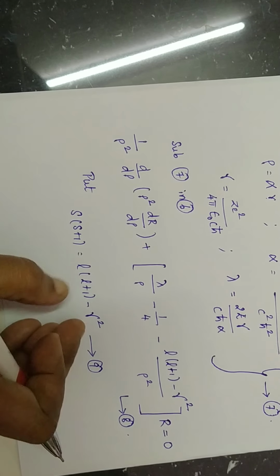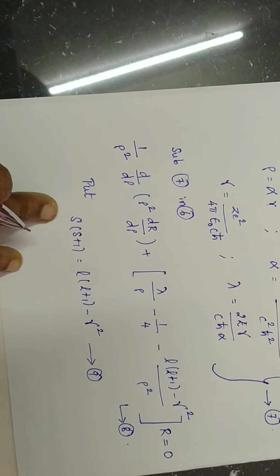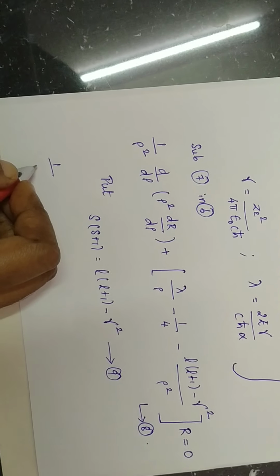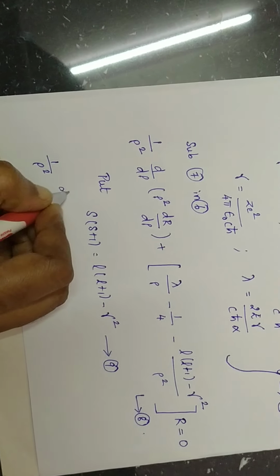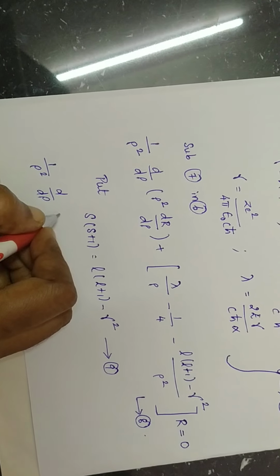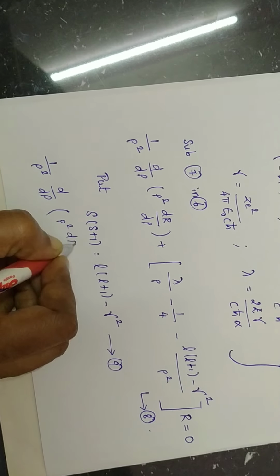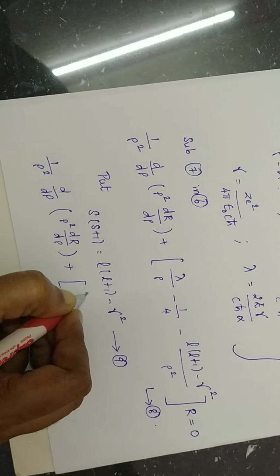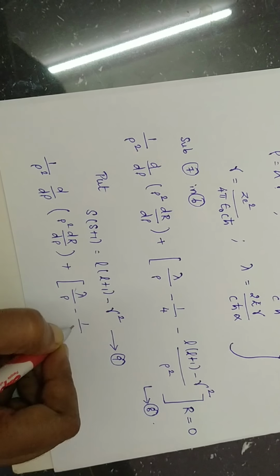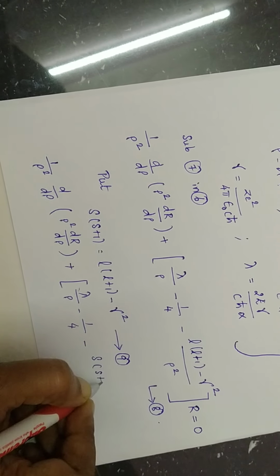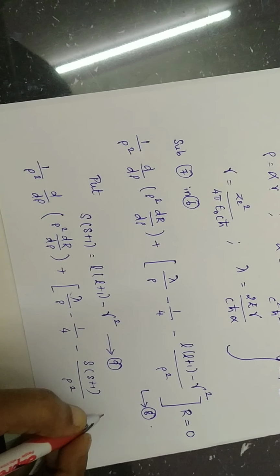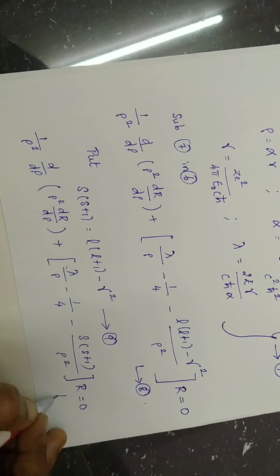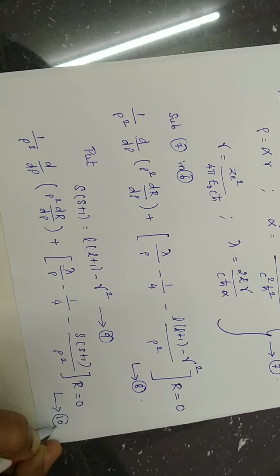So together these values equal s into s plus 1. Now the equation will be 1 by rho square into d by d rho of rho square into d capital R by d rho, plus lambda by rho minus 1 by 4 minus s into s plus 1, the whole divided by rho square into R, that is equal to 0. I am marking this equation as equation number 10.